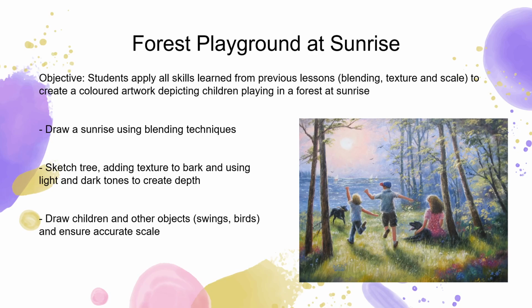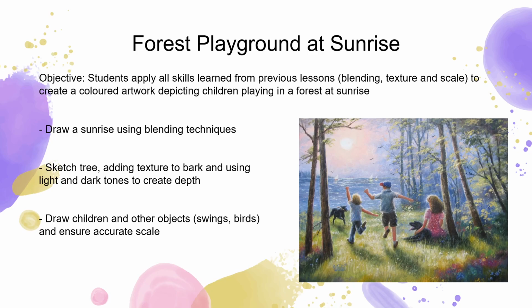So when they're drawing the sunrise, they should be using the color blending techniques they learned from lesson 2. When drawing the trees, they should be adding textured bark lines like they learned from lesson 3. From lesson 1, they learned how to blend light and dark tones and add shadows. So this is what they should be doing to the trees to make them look 3D.